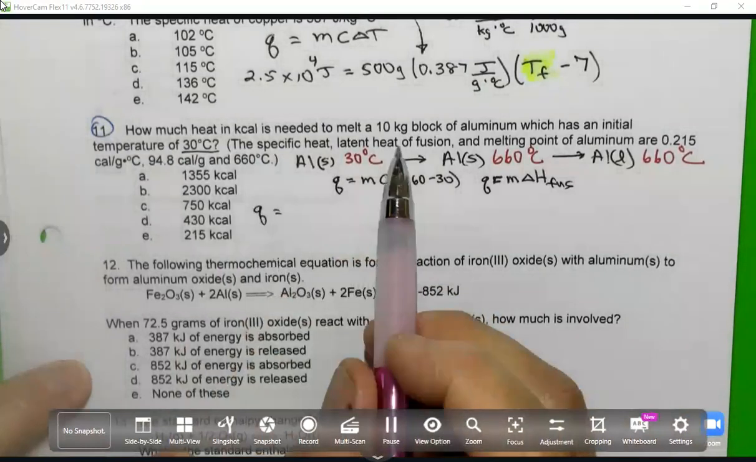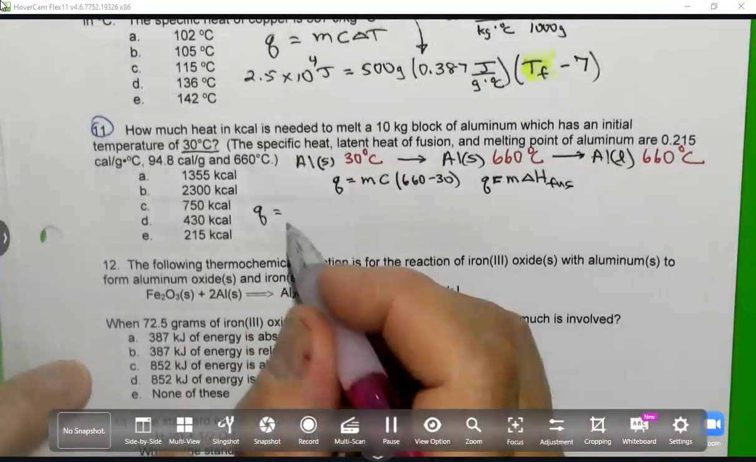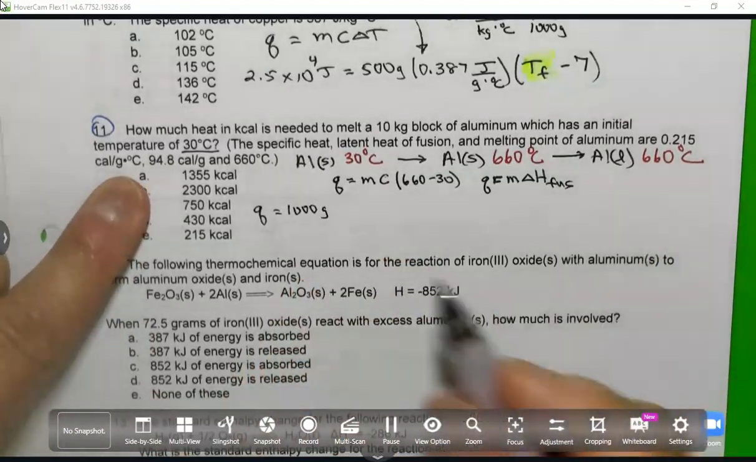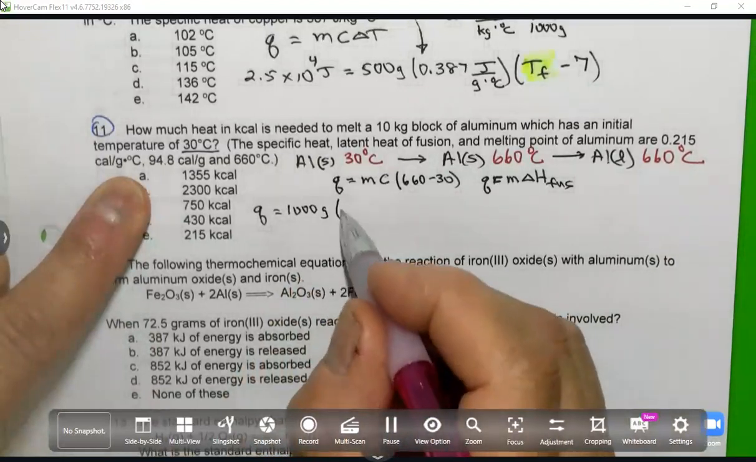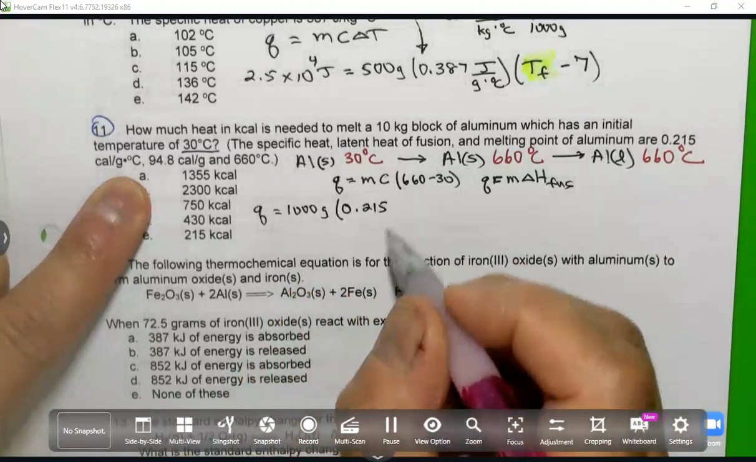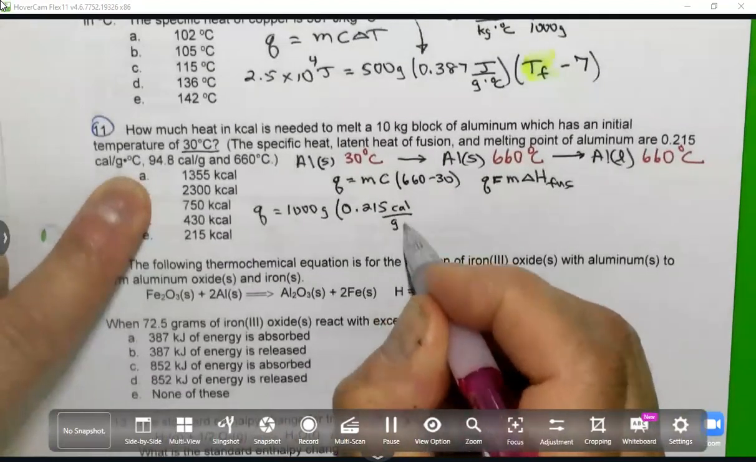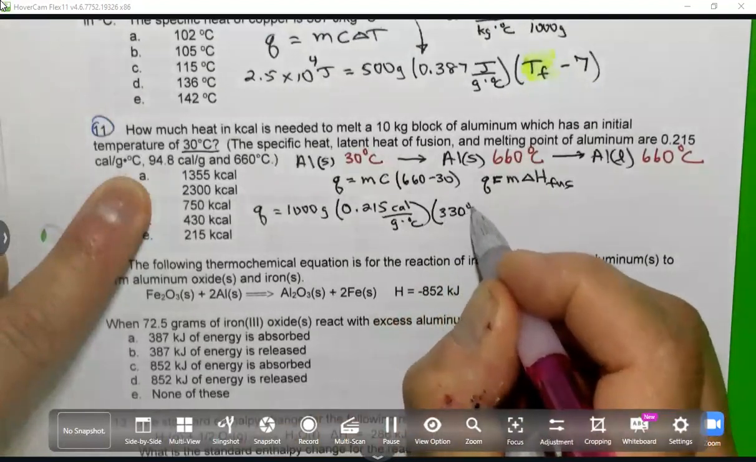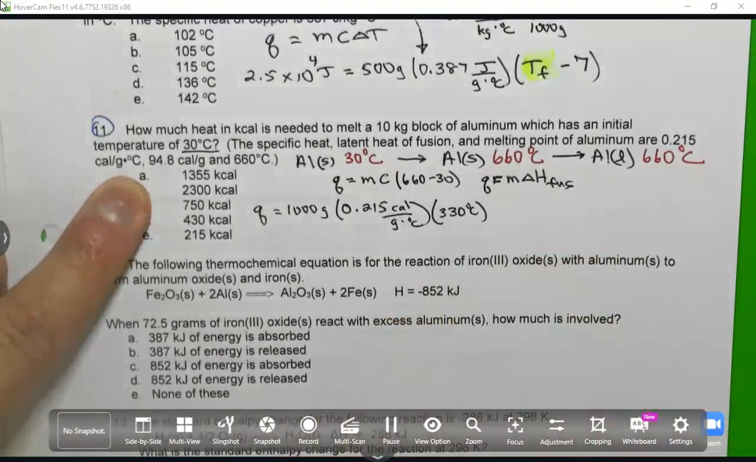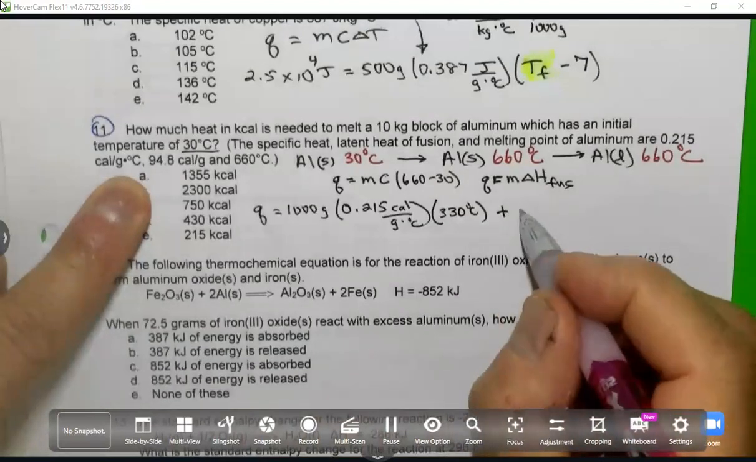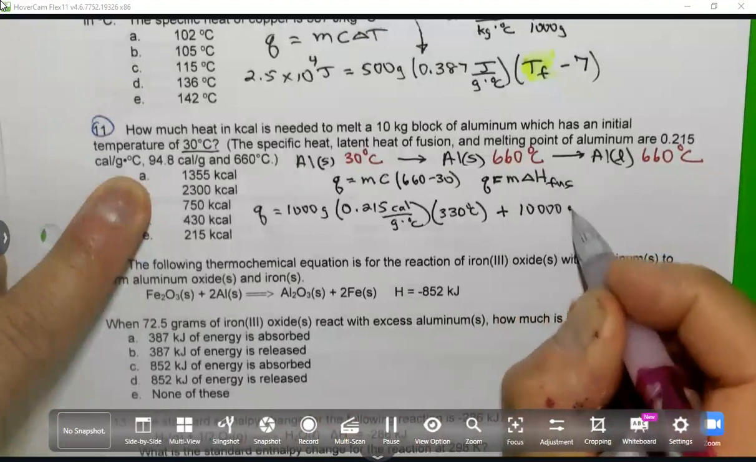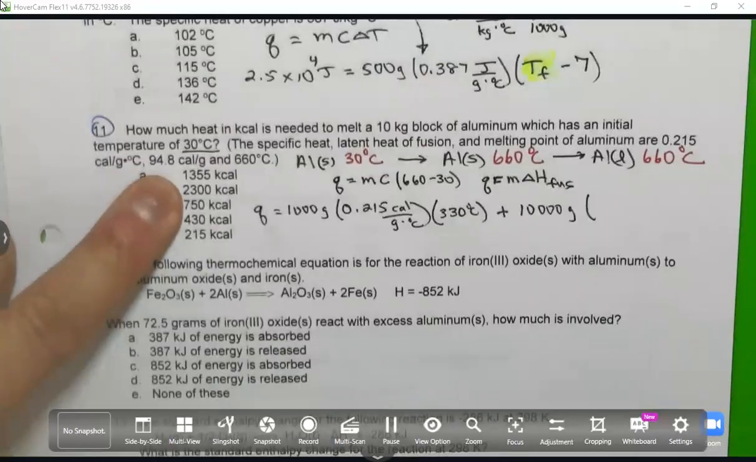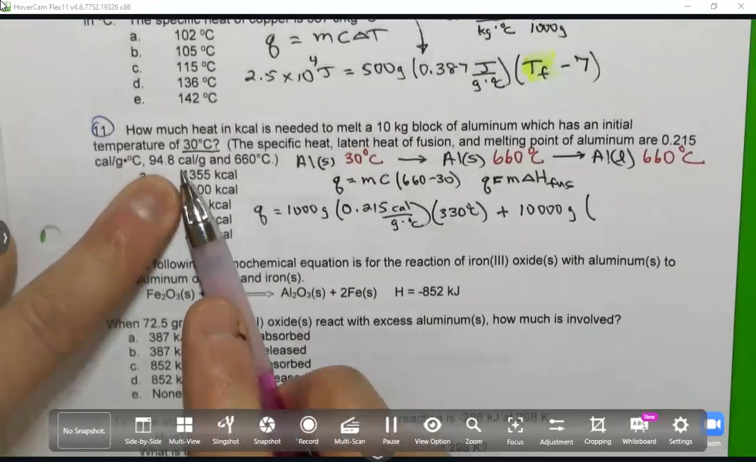So we've got 10 kilograms, 10,000 grams. My specific heat is 0.215 calories per gram degrees Celsius and 330 degrees Celsius. Plus 10,000 grams times my enthalpy of fusion, 94.8.